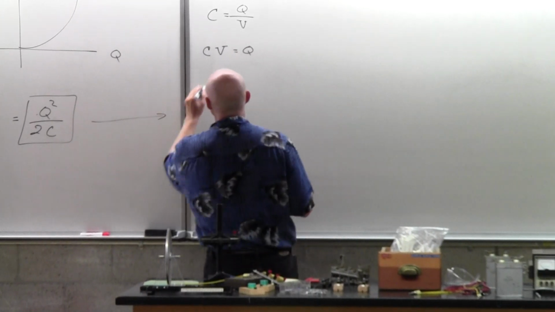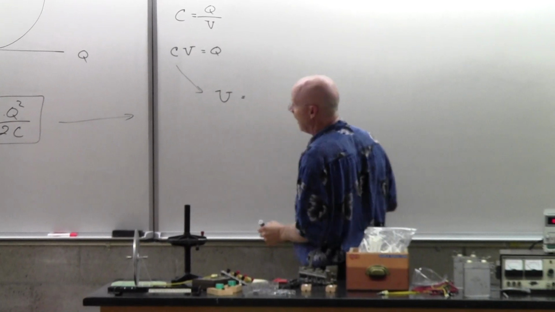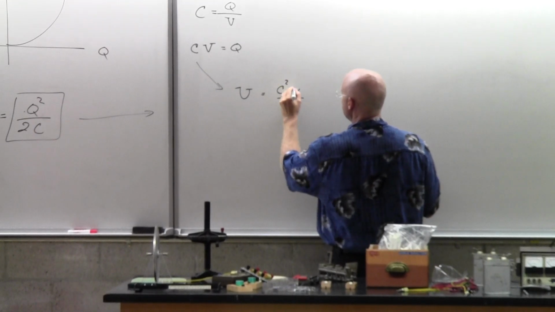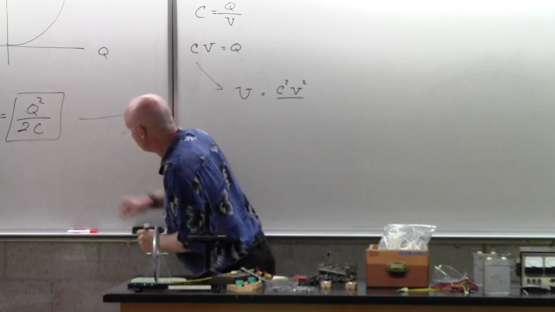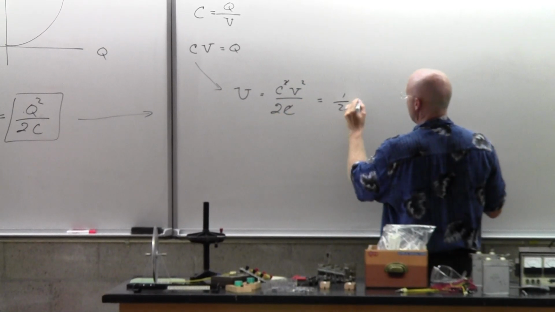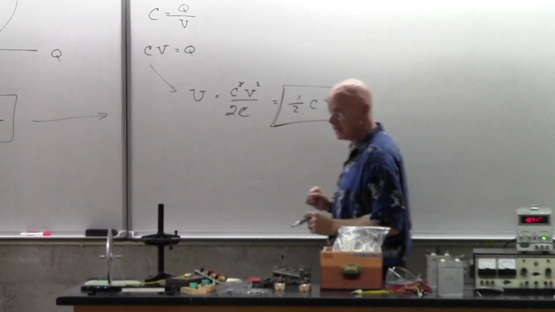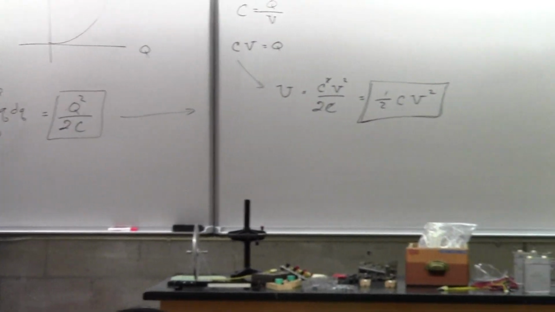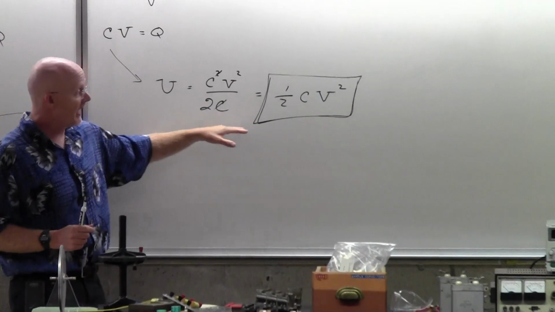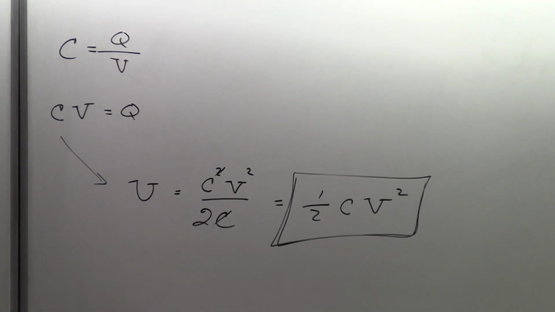If I put these two together, I will get something that I think is a little more useful in terms of actually doing our calculations. I will put a CV squared for the Q squared upstairs, divide by 2C, and get 1/2 CV squared. To be quite honest, this is the one I commit to memory, not that one, even though I think that one gives you a little more physical insight into what's going on. This is the one that is actually going to be practical. This is the one where you're going to take the capacitor, hook it to a power supply, and know its voltage.